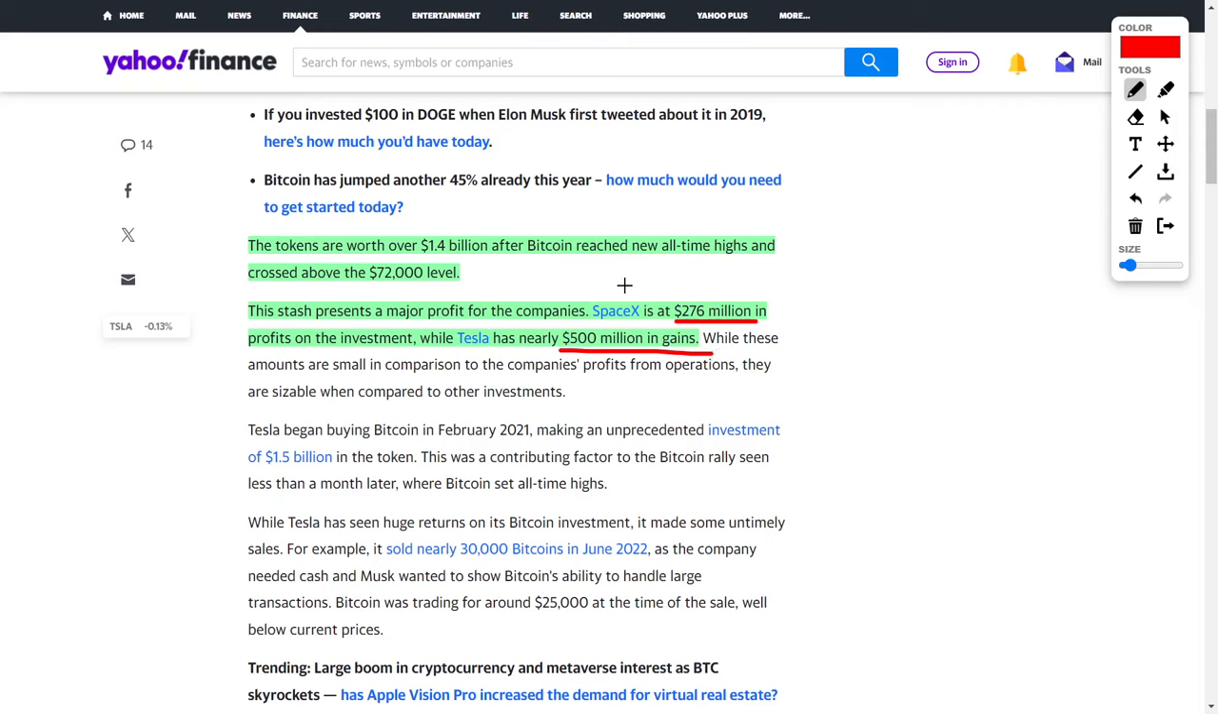However, I'm sure people over at Tesla may be kicking themselves, considering that they sold nearly 30,000 bitcoins back in June of 2022. But overall, this was still a wise investment for Tesla and SpaceX, so I'd love to hear your thoughts down below about whether or not you personally hold cryptocurrencies in your wallets.